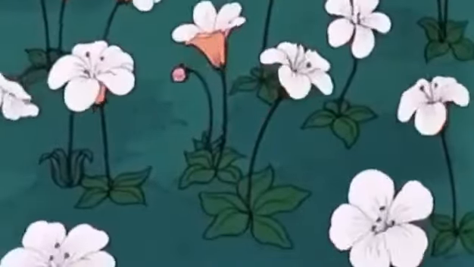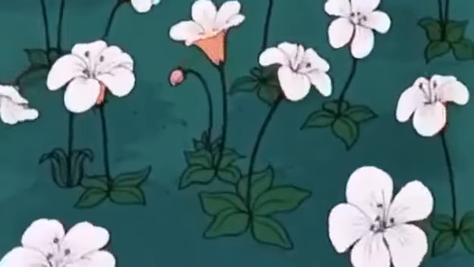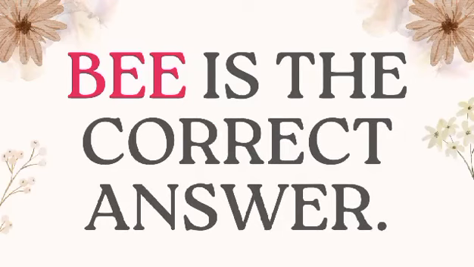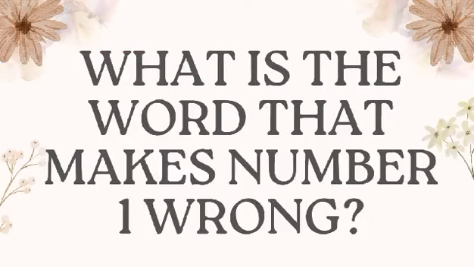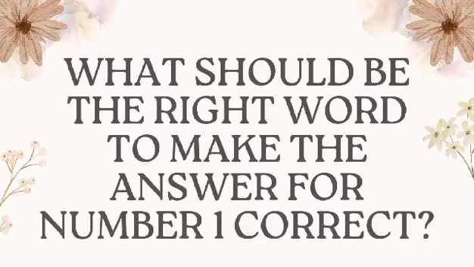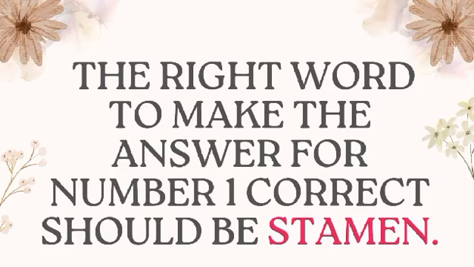If you answered our questions correctly, you will receive a prize. So, what do you think is the right answer for number 1? Is it the word flower or is it the word bee? Please raise your hand if you know the answer. Bee is the correct answer for number 1. Great job! What is the word that makes number 1 wrong? The word that makes the sentence wrong for number 1 is ovule. What should be the right word to make the answer correct? The right word should be stamen.